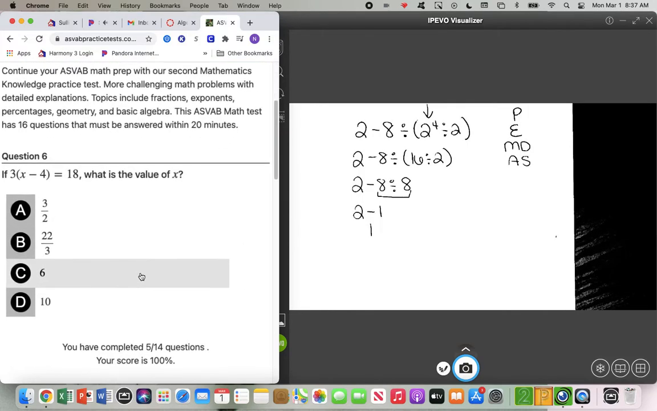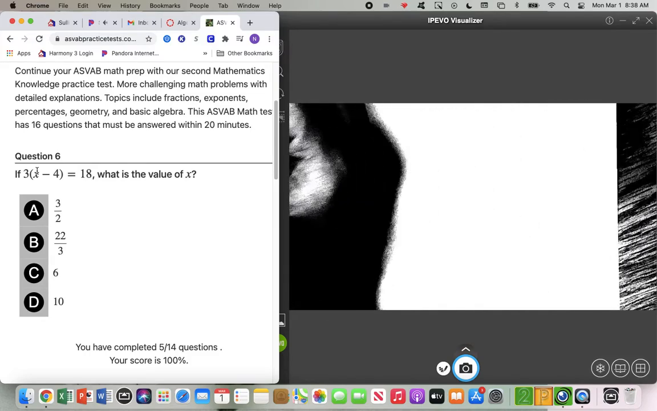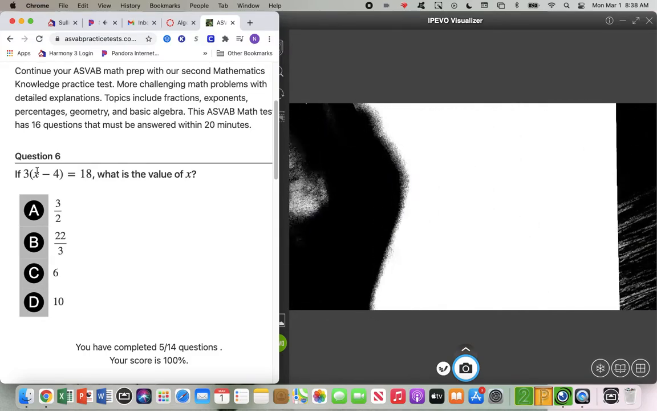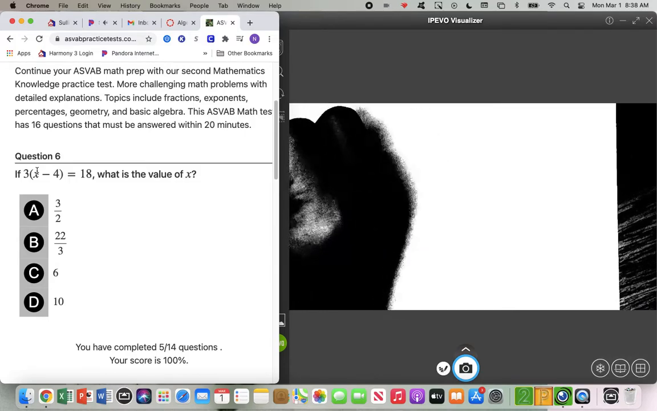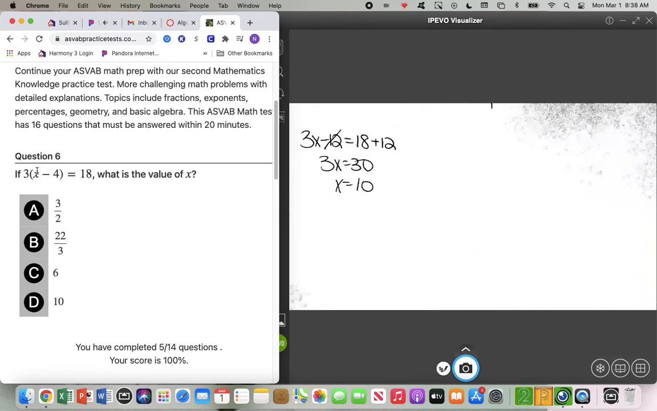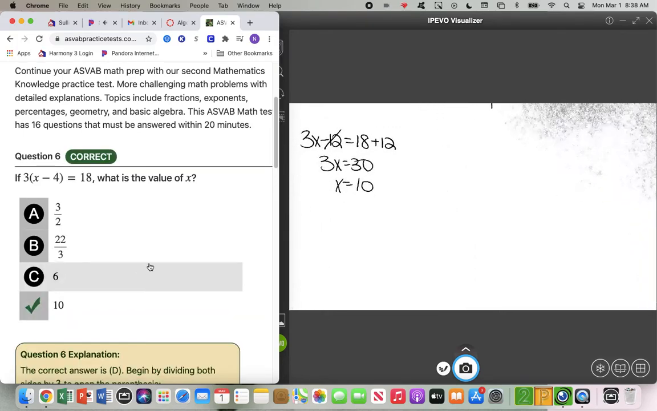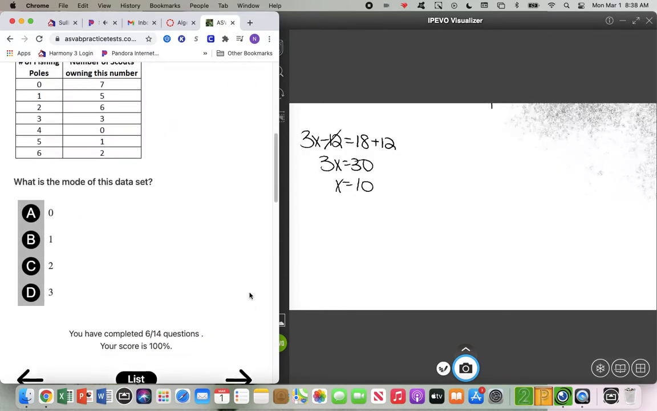All right, this one we're just simply solving the equation. So we would distribute. So you guys can just see, we would get 3x minus 12 equals 18. Add the 12 over to get 30. And divide and get 10. I have a feeling that all of you guys can solve one-step equations. I'm not going to go over that one in depth.